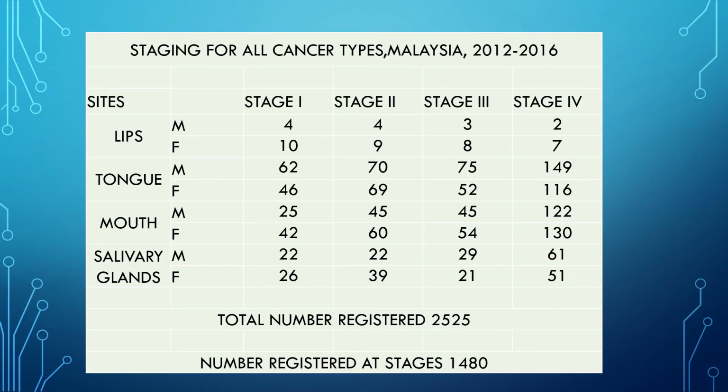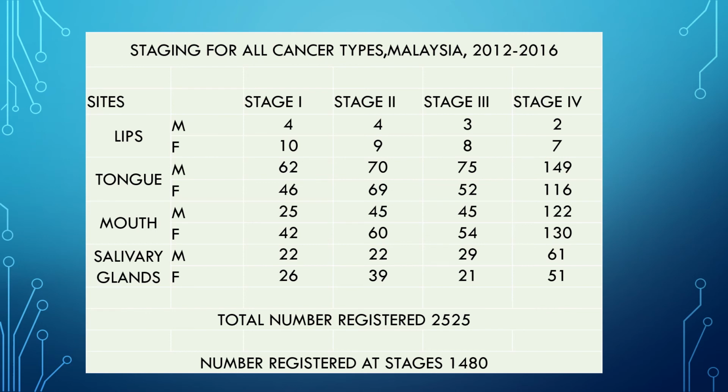Staging for all cancer types, Malaysia 2012-2016. This is the latest report by NCR. Sites, lips, they are divided into male and female. We go into male first. At stage 1, for lip cancer, about 4 cases were detected. Stage 2, about 4 cases. Stage 3, 3 cases. In stage 4, we have 2 cases.